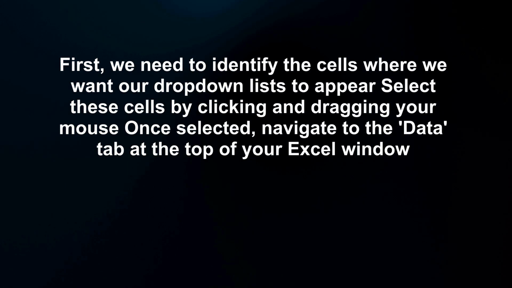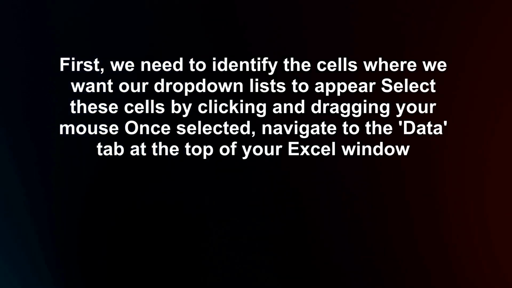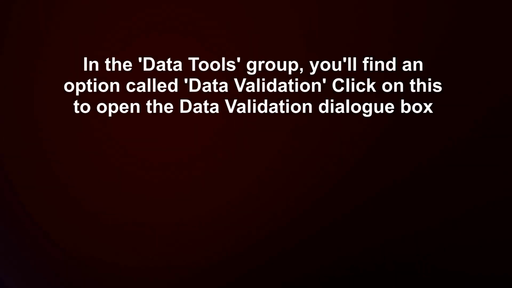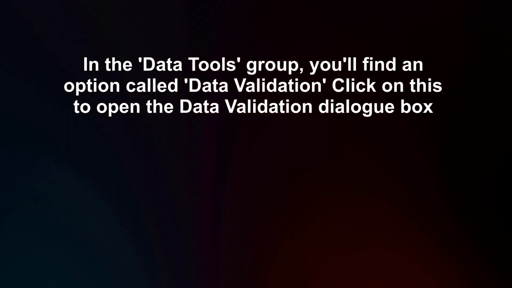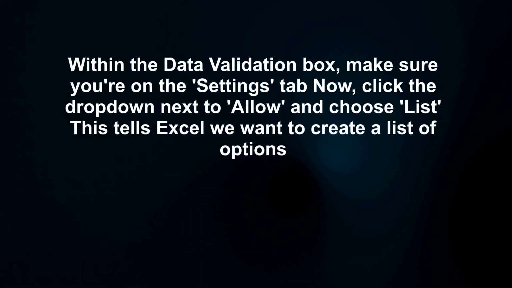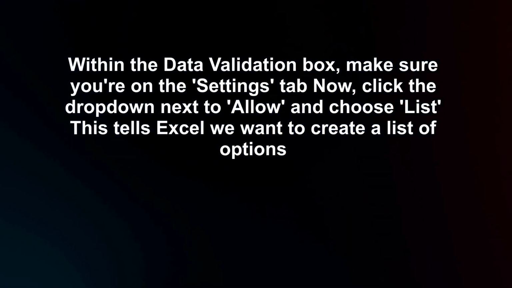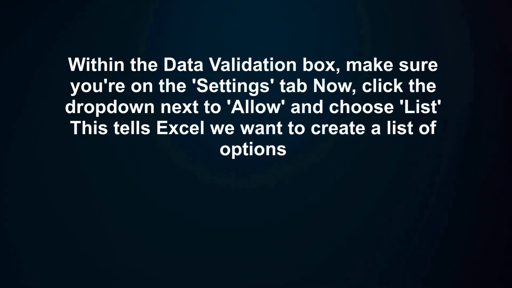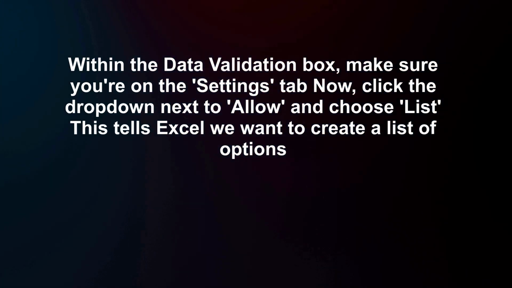Once selected, navigate to the Data tab at the top of your Excel window. In the Data Tools group, you'll find an option called Data Validation. Click on this to open the Data Validation dialog box. Within the Data Validation box, make sure you're on the Settings tab. Now click the drop-down next to Allow and choose List. This tells Excel we want to create a list of options.